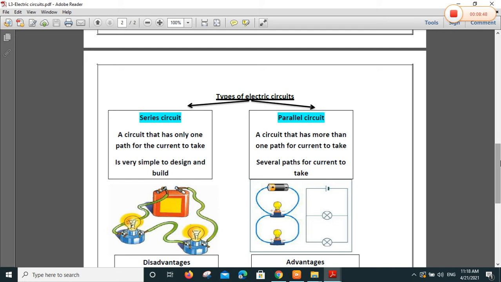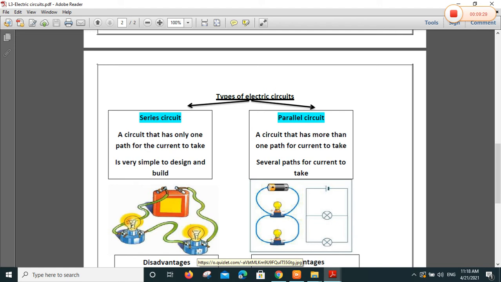And a circuit in which the components are connected in parallel like this, in this case, we can say this is a parallel circuit. So what I mean by series circuit is a circuit that has only one path from positive to negative, and I can connect more than one bulb, 2 bulbs, 3 bulbs, and so on. A circuit that has only one path for the current to take is very simple to design and build. It's easy to make.